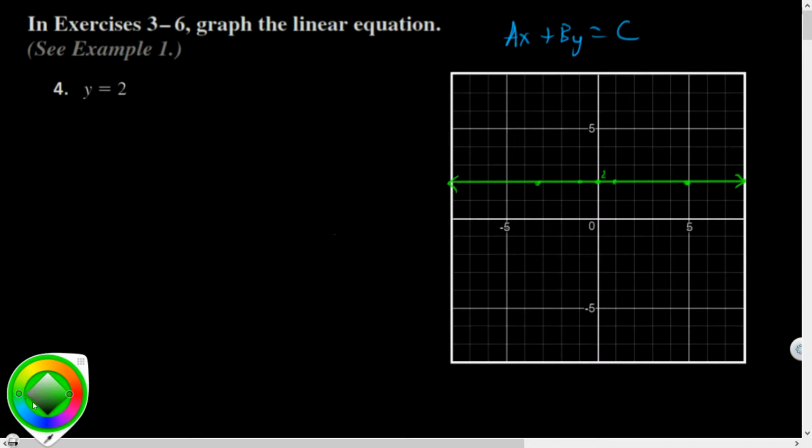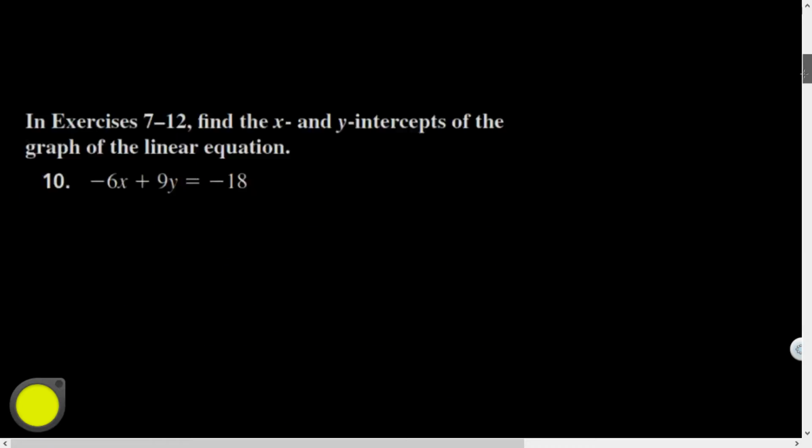What's weird about these sometimes is thinking about the fact that here's the x-axis, here's the y-axis. The y-axis is vertical, but the equation of a line y equals 2 will give you a horizontal line. A little bit weird there.